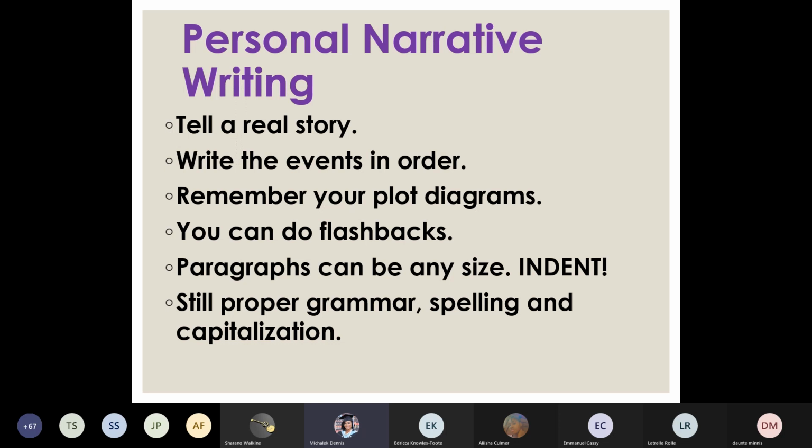So a couple interesting things we will get at is that you can do flashbacks. Paragraphs can be of any size, and you also want to make sure that you still have the proper grammar, spelling, and capitalization as well.